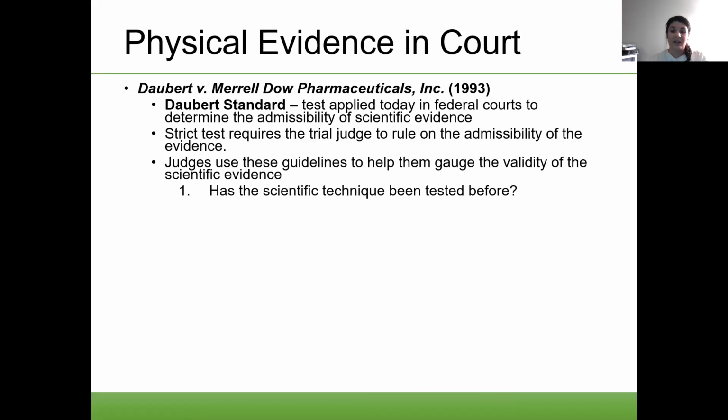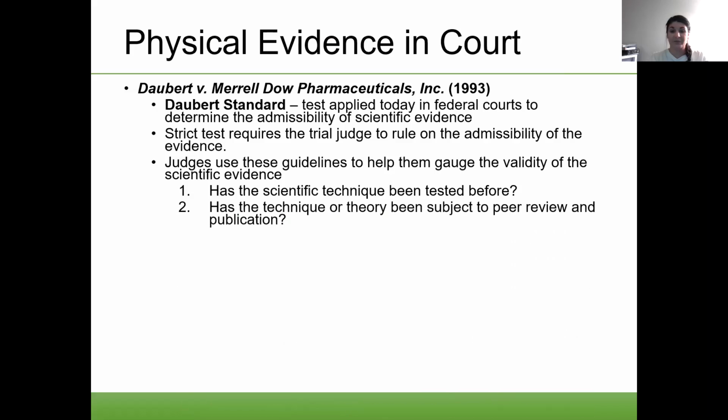First one, has it been tested before, the scientific technique? DNA analysis, PCR, that's been tested many, many times, shown that it's true and valid. So evidence from DNA analysis using the PCR method would be admissible.